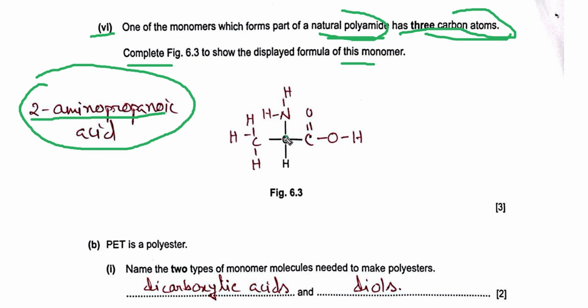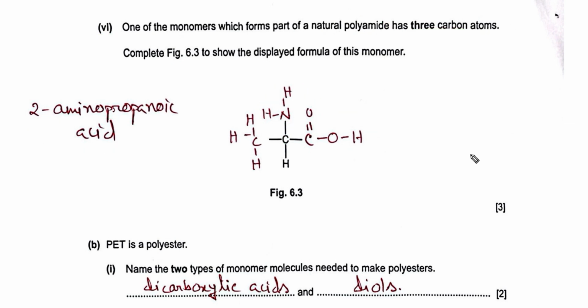In an amino acid, the same carbon contains the carboxyl group and the NH2 group. So 3 carbons, 1, 2, 3. Number 2 carbon contains the amino group, so this will be 2-aminopropanoic acid. So you will show the displayed formula: carboxyl group, NH2, and CH3 displayed formula. This means you will have to show all bonds present in the molecule.